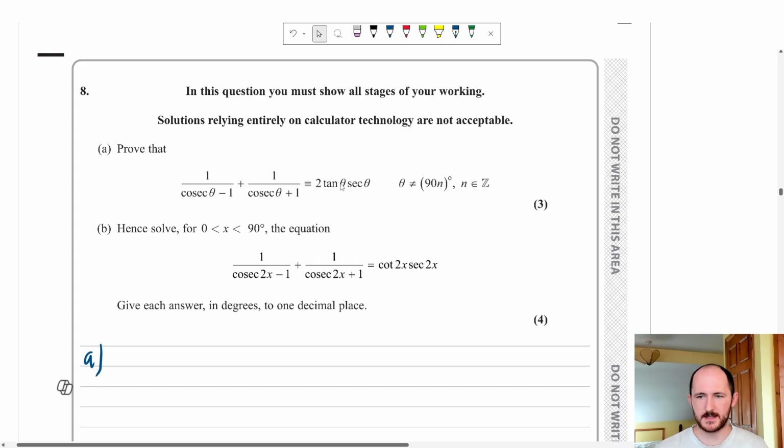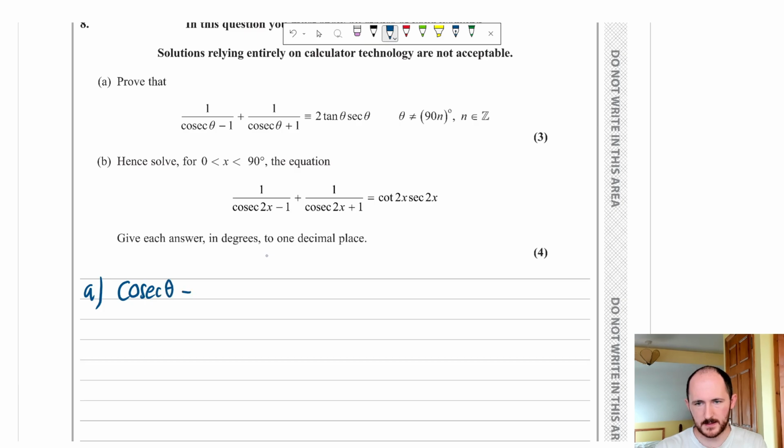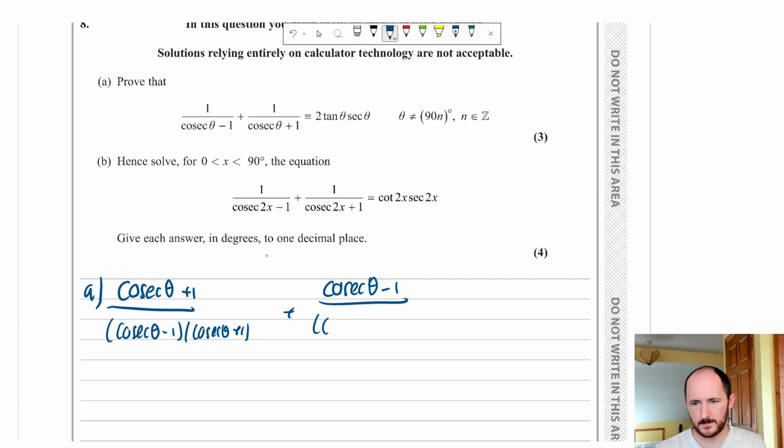So if you were to do this, probably the best way to do it is combine the two fractions, because if you look at the answer, it's not two separate things, right? It's one term. So if we combine these fractions, we will also get closer to one term. So we're going to times the first one by cosec theta plus 1, the second one by cosec theta minus 1. So that becomes cosec theta plus 1 over cosec theta minus 1 times cosec theta plus 1, and then plus the kind of the same thing anyway. Cool.